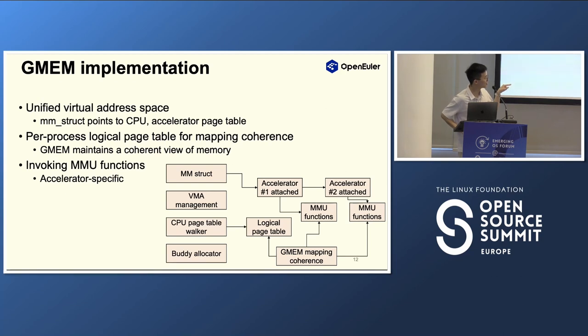And the core of GMEM is the logical page table, for which we borrowed the design from FreeBSD, the VM object, that really decouples the hardware independent layer and the CPU microarchitecture specific layer. This is different from Linux, as Linux uses a page table walker function that basically fixes how you maintain the page tables. But borrowing the design from FreeBSD really allows us to further decouple it so that we can put accelerators inside the MM processing.